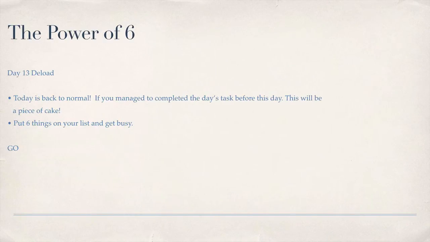Essentially, what the course has done up to this juncture is get you in the habit of being productive. Setting goals, setting targets, ranking, prioritizing what you should do with your business. And it's a very, very effective way for long-term success. So take your six things today, get busy, and go.